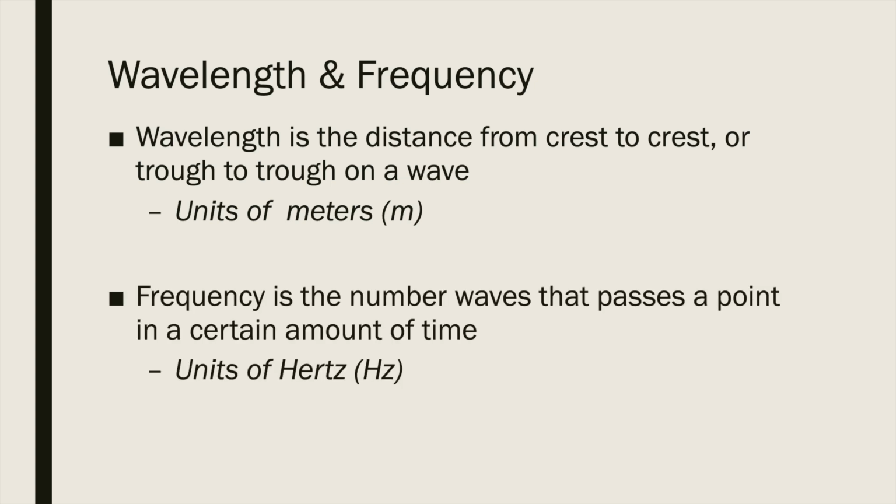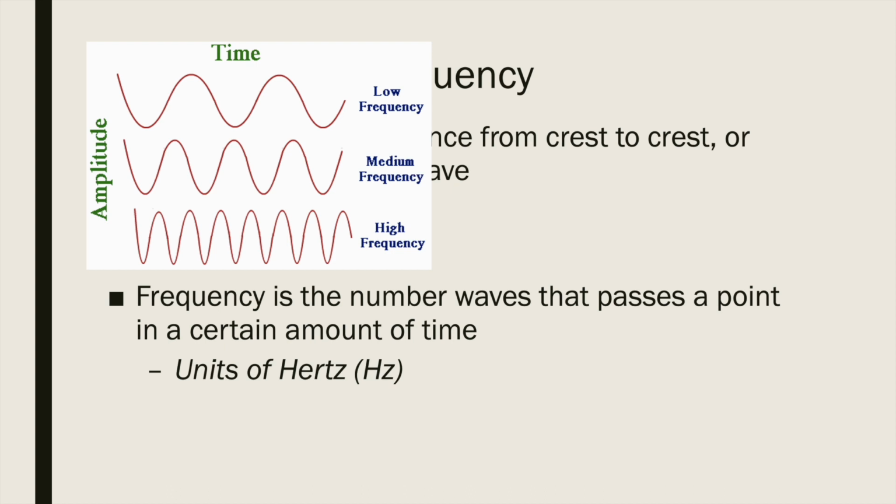Frequency, on the other hand, is the number of waves that pass a point in a certain amount of time. And frequency is measured in units of hertz, where 1 hertz is equivalent to 1/seconds. And in this image, consider that all three of those waves are representing the same interval of time, and you can see that the low frequency wave has just a few waves in that time interval, where the high frequency wave at the bottom has many waves in that same time interval.